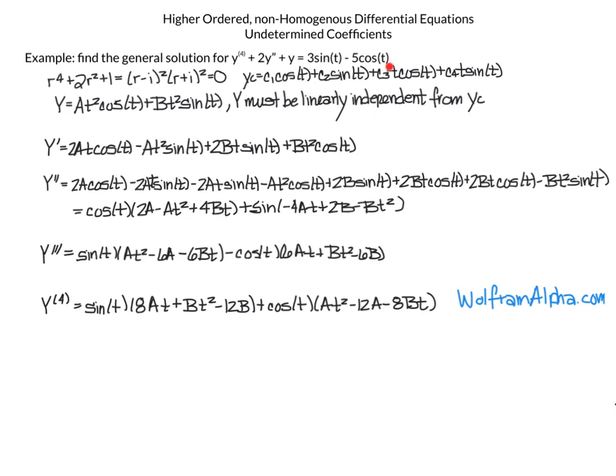So I got rid of my table just so I can make some more room and hopefully have things a little less cluttered. But this is what we have repeated from our last slide, where we have the solution to our homogeneous equation, and then we have our proposed form of what y should look like, a t squared cosine t plus b t squared sine of t. Remember, we put the t squared because y must be linearly independent from the homogeneous equation.